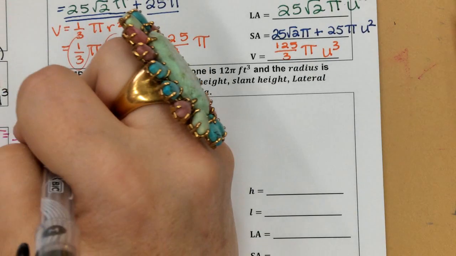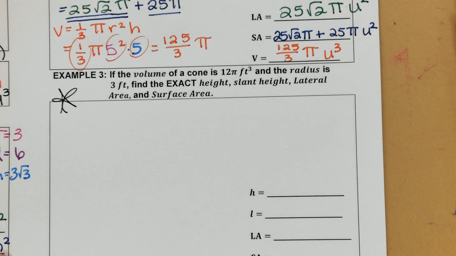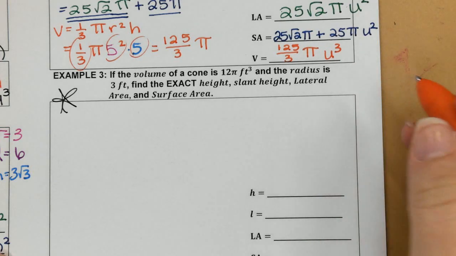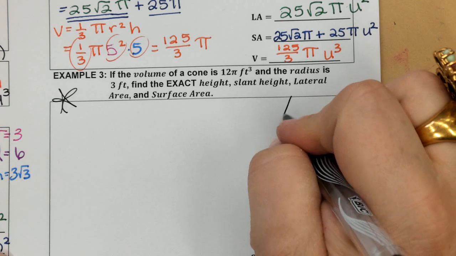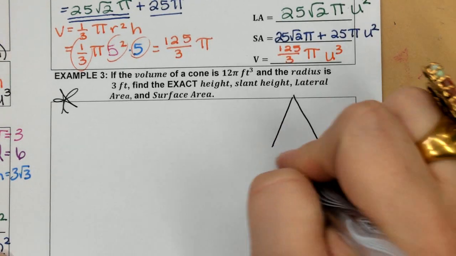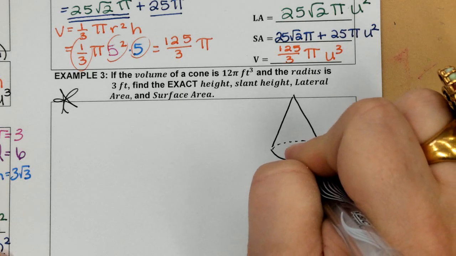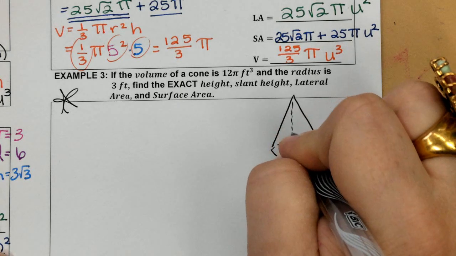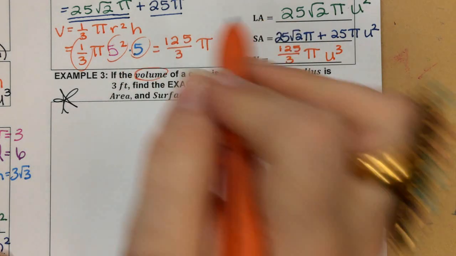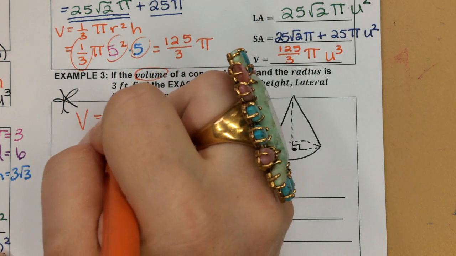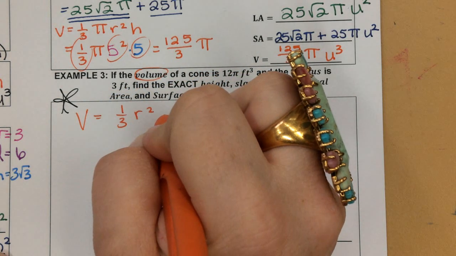Last one, we are working backwards. And the biggest mistake that y'all are making with these is you're starting off with the wrong formula. Also, this particular problem is missing a picture. So we're going to draw our picture really quick. So if it gives us volume, that means I need to write down my volume formula.